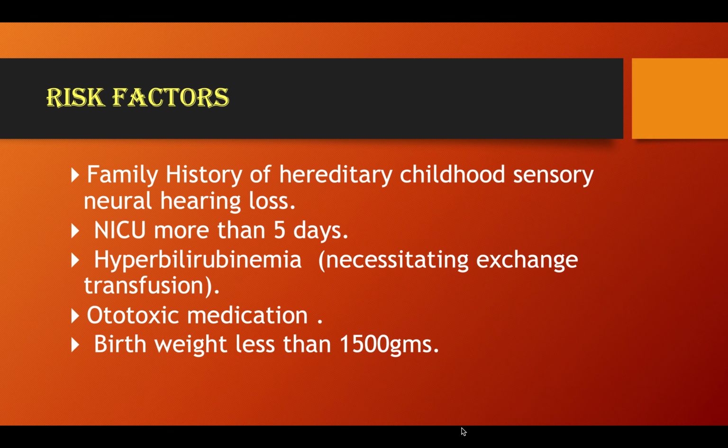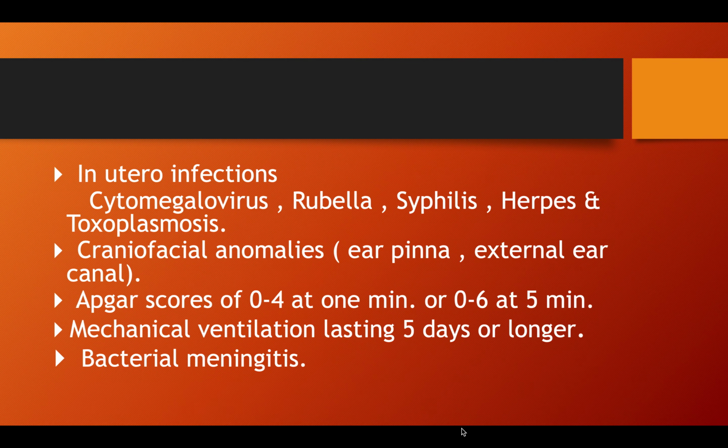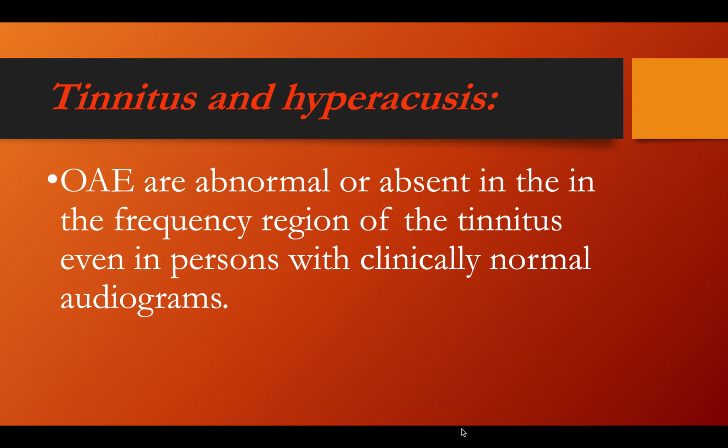What about the risk factors in neonates? Family history of sensorineural hearing loss, neonatal intensive care unit stay of more than 5 days, hyperbilirubinemia, ototoxic medications, and very low birth weight, less than 1.5 kilograms. In utero infection, craniofacial abnormalities, very low Apgar score, mechanical ventilation, and bacterial meningitis.